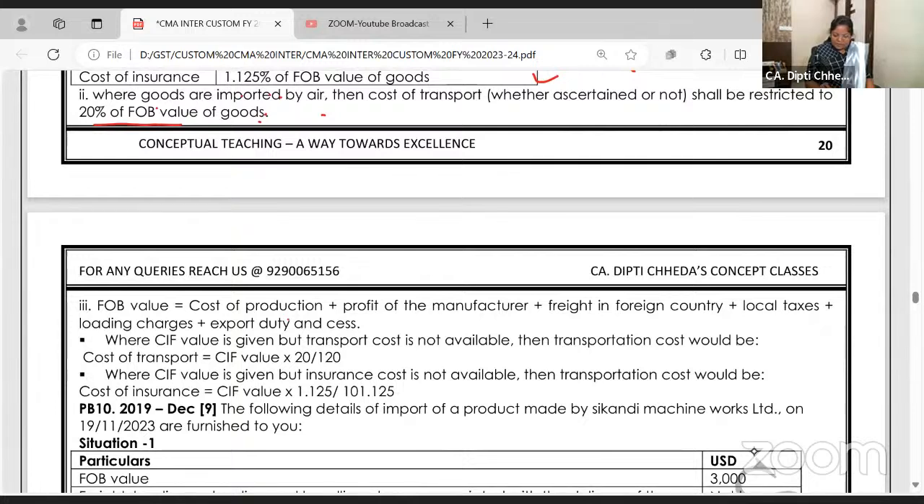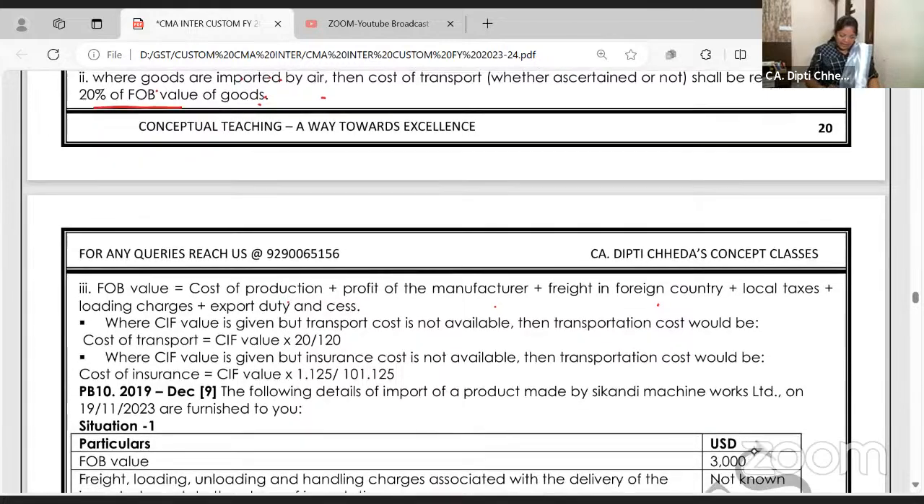FOB is cost plus profit plus freight in their country, local taxes, loading, export duty. Till the goods are exported, all that is incurred. Okay, right. When CIF is given, see, it's maths logic, FOB plus the freight is equal to CIF.